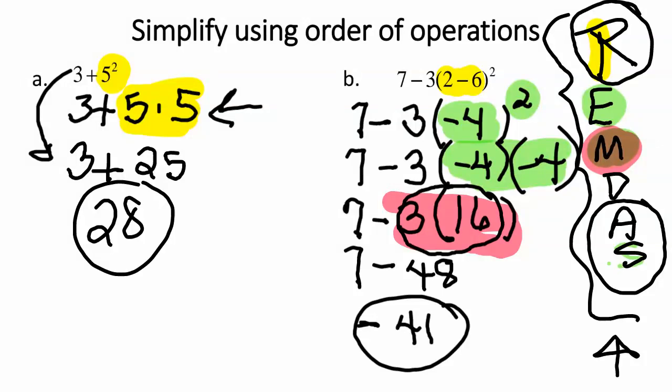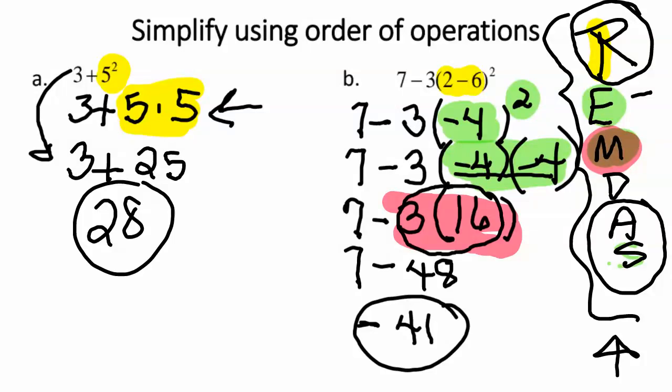We do the parentheses first, which was the yellow. We take 2 minus 6, which is a negative 4. Then we have negative 4 squared. That's why I wrote the two negative 4s. But a negative times a negative, as you remember, is a positive 16. Now, that 3 next to the parentheses means multiply.